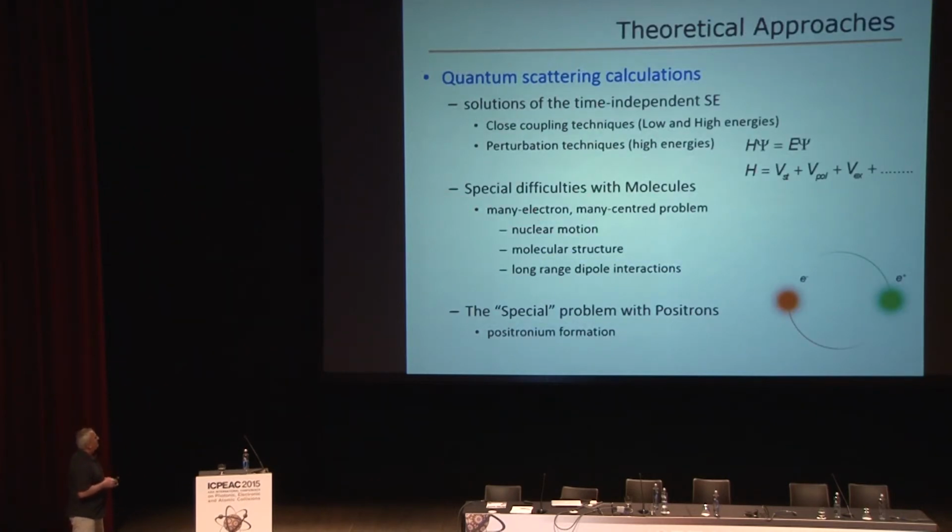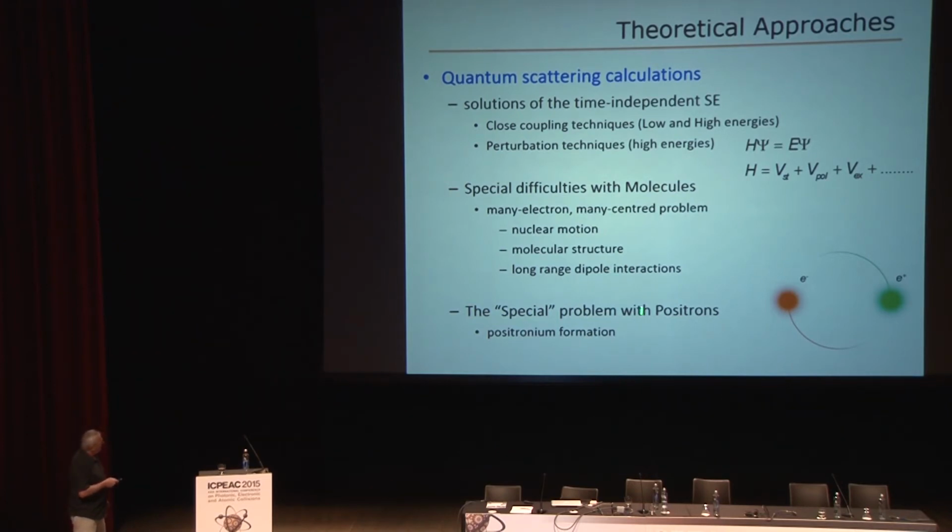And a little bit about some of the theoretical approaches, those that are used in both electron and positron scattering in the solution of the time-independent Schrodinger equation. Close coupling techniques have really come into their own over the last 20 years. For higher energies, perturbation techniques can be used. There are some special difficulties in calculating molecules, including how one treats the nuclear motion, vibrational excitation, molecular structure, and in particular those systems that may be polar and have long-range interactions through the dipole potential.